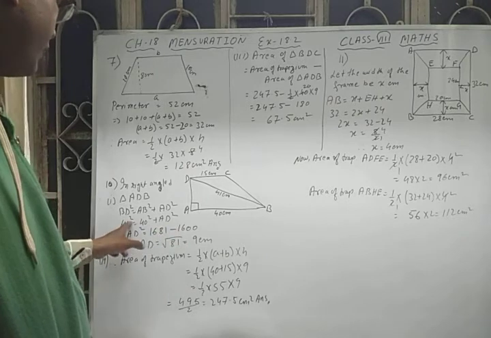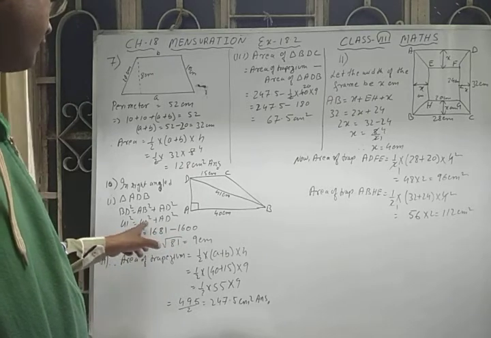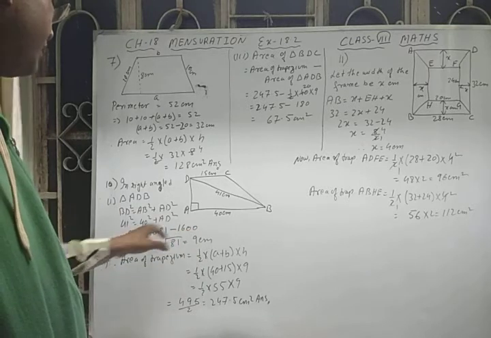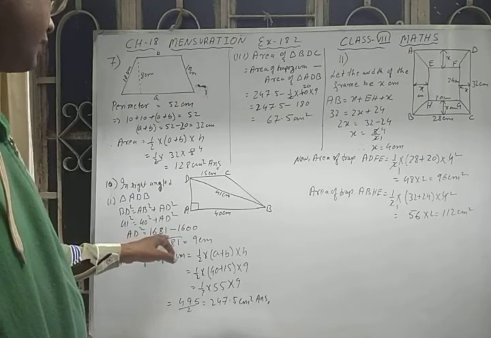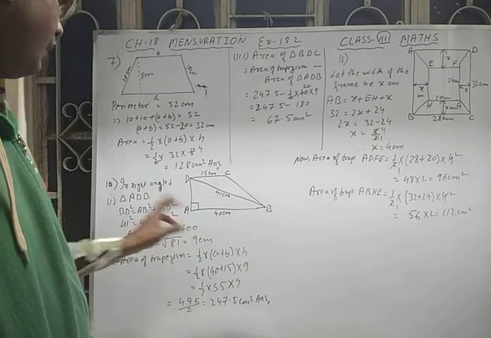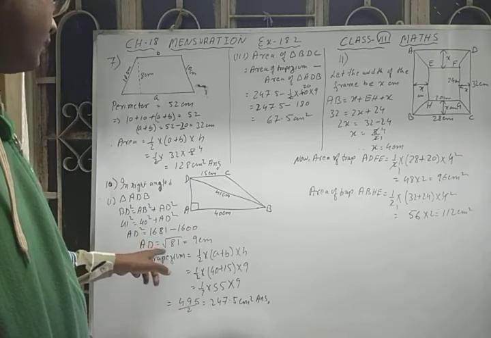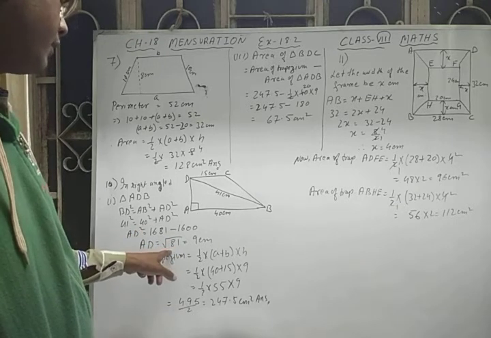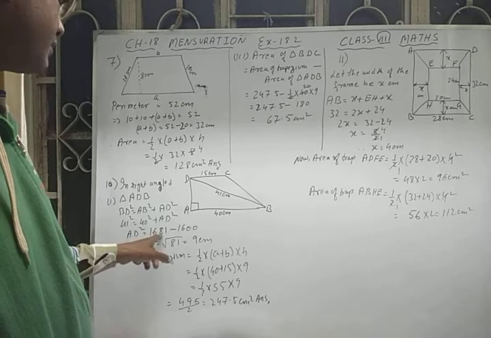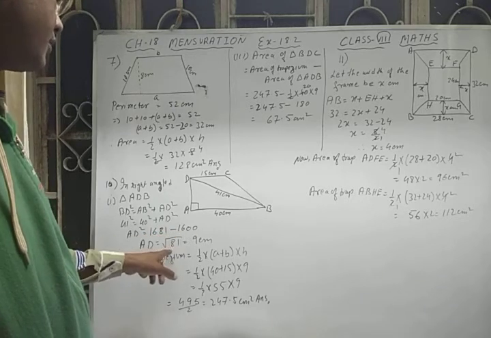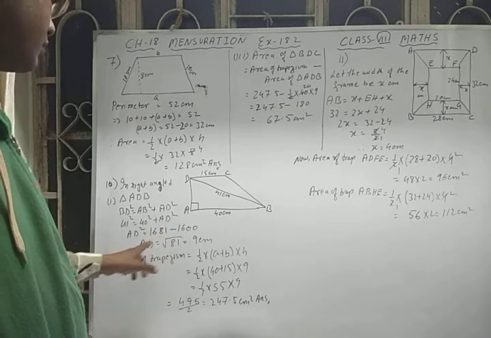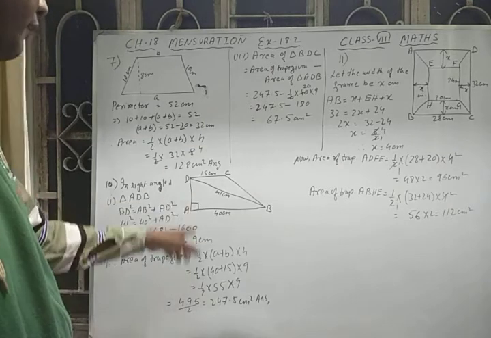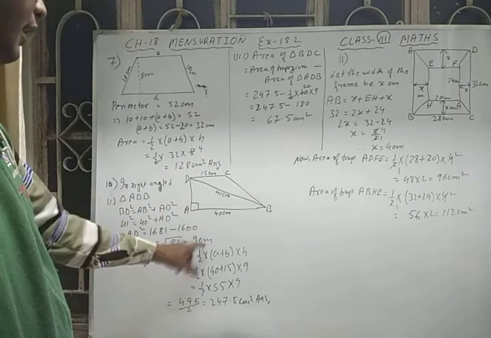Now 41 square is 1681 and 40 square is 1600. So when you change the side, AD square is equal to 1681 minus 1600. AD equals the square root of 1681 minus 1600, that is equal to 81. So the square root of 81 is 9 centimeter. So the first answer we have got: the length of AD is 9 centimeter.